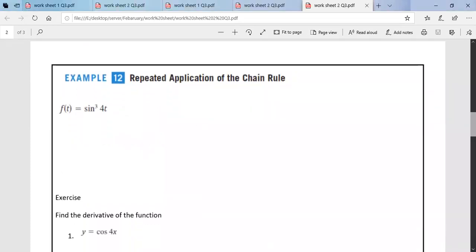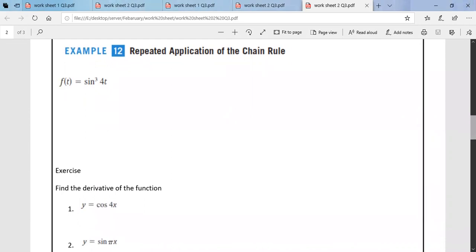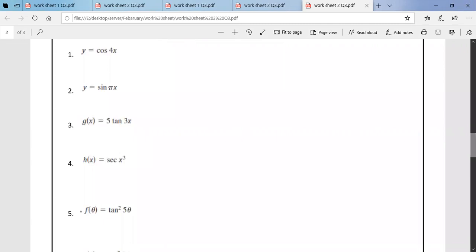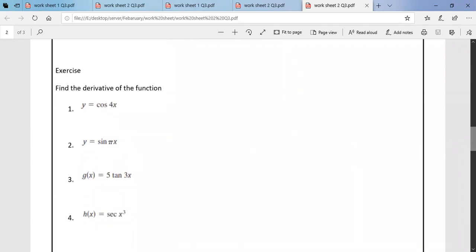I will not solve example 12, which is in your book, until after I give you some practice on the derivative of transcendental functions. Then I'll solve it with you. Okay, let's solve this problem.